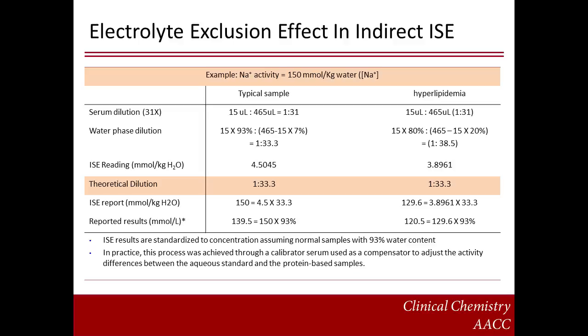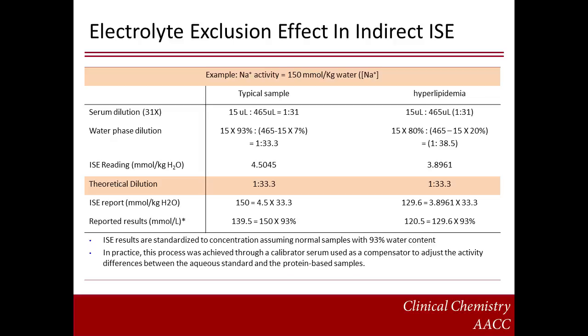This slide is to put the theory into numbers. The example assumed the sodium activity is 150 millimole per kilogram water. The sodium concentration is measured by ion-selective electrode in a typical sample with a water to solids ratio of 93 to 7% and a hyperlipemic sample with a water to solids ratio of 80% to 20%. In each sample, 15 microliter of sample is used for 31 times dilution. The effective dilution factor in the water phase is 33.3 times and 38.5 times respectively. As a result, the readings from ISE are 4.50 and 3.89 respectively.